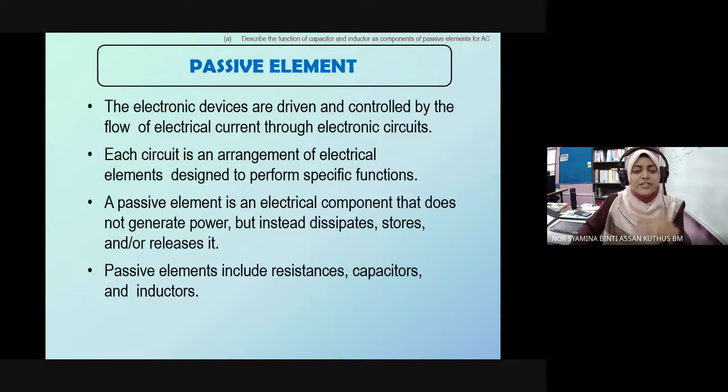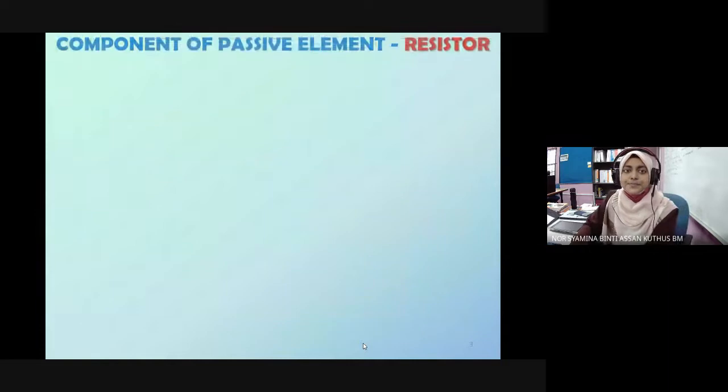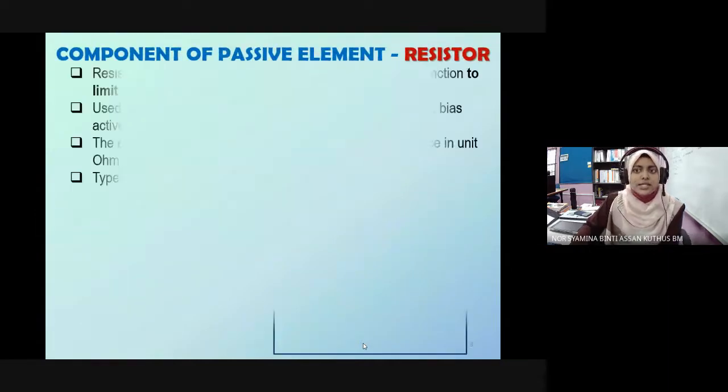Okay, so now passive elements that we are going to learn today adalah resistor, capacitor dan juga inductor. These three passive elements. Setiap satu passive element, resistor, capacitor and inductor, they have their own function in any electrical circuit. Okay, alright. So let's see what is resistor.